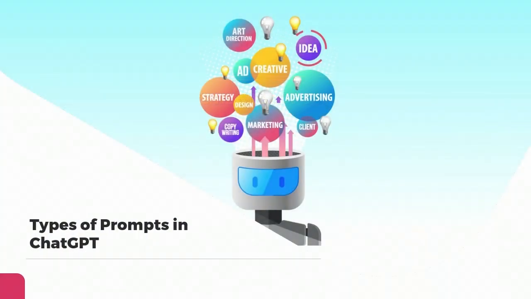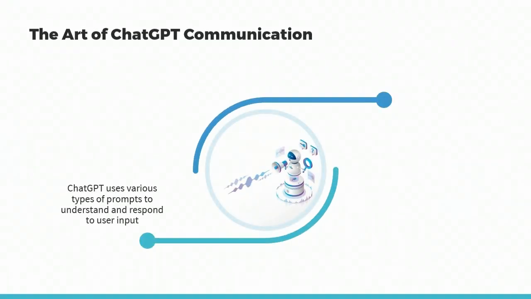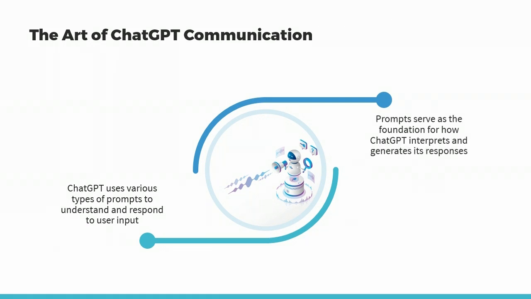Prompts are an essential part of ChatGPT's conversational ability. There are various types of prompts that ChatGPT uses to understand and respond to user input, and it's crucial to understand how they work. Some prompts are designed to ask questions, while others are meant to provide context or suggest a particular topic. Understanding these prompts is important because they serve as the foundation for how ChatGPT interprets and generates responses to user queries. In other words, the better you understand prompts, the better you can communicate with ChatGPT.